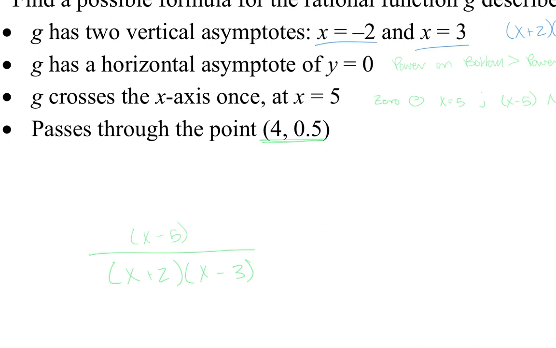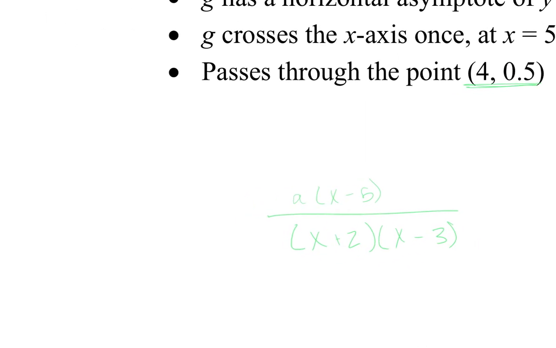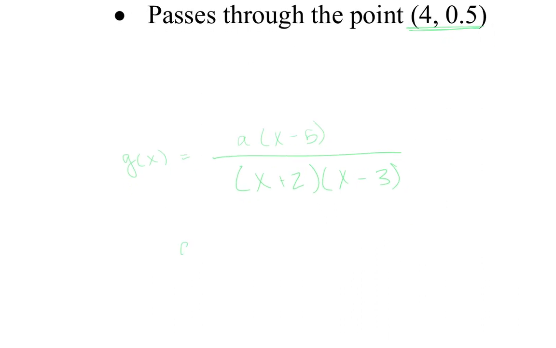And then we know it passes through this point 4, 0.5. Now, from the get-go, I don't know that that is necessarily true for this function. So what I'm going to do is add an a in front that we can use to scale our equation, right? So we know that g of x will look like this. I know that g of 4 would be the same as plugging in 4 minus 5 over 4 plus 2, 4 minus 3, and that should be equal to 0.5.